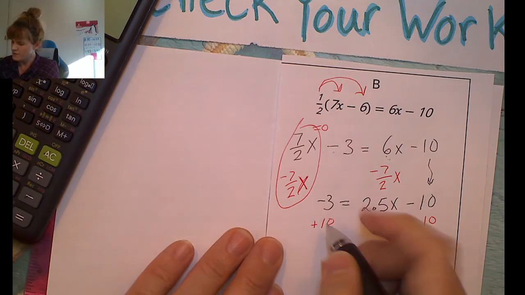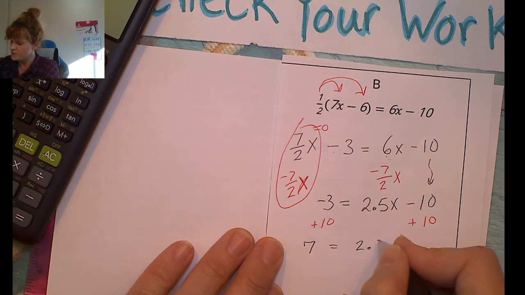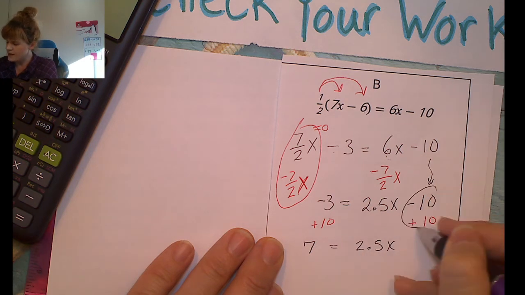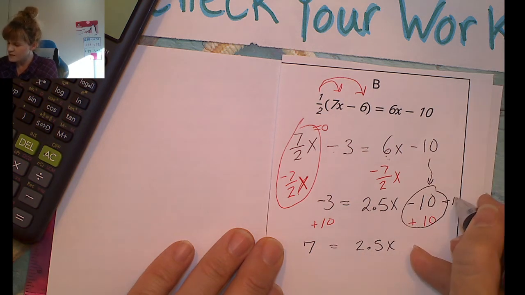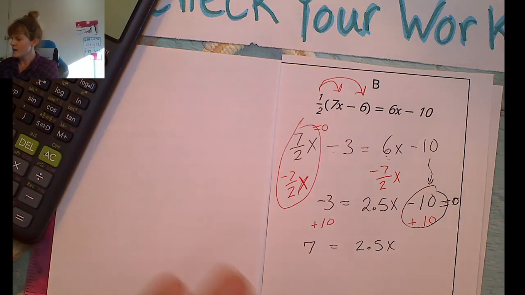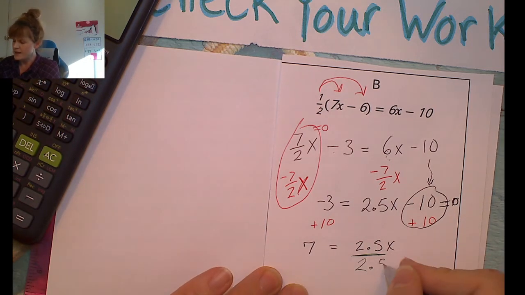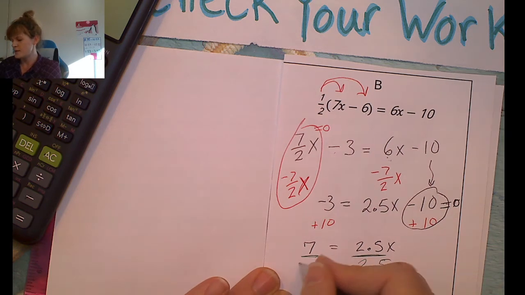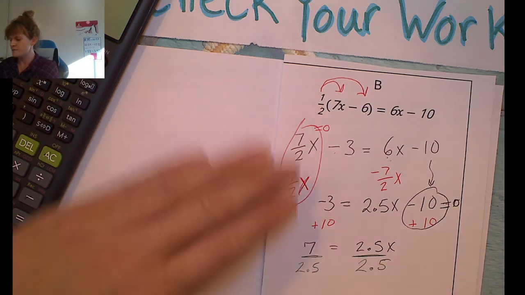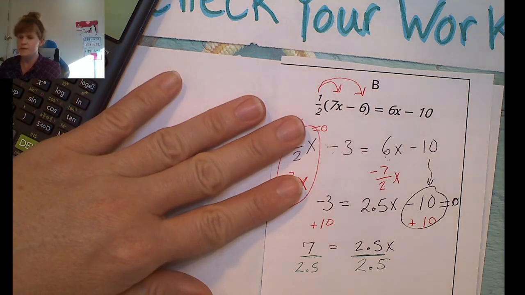Then I have -3 plus 10, that's 7, equals 2.5x. This -10 plus 10 equals 0. And finally, I have to divide by 2.5 to get the x isolated. So I'll divide both sides by 2.5. And then my final answer is x equals 7 divided by 2.5.